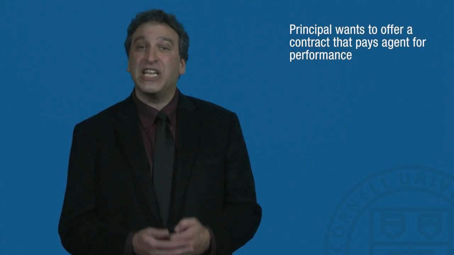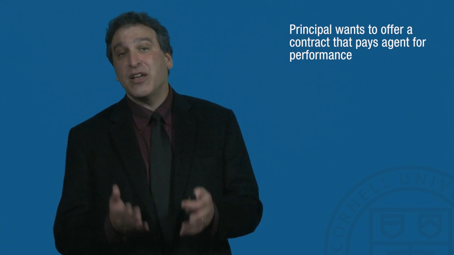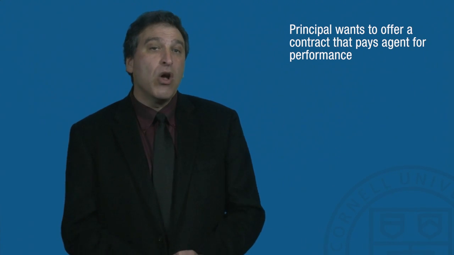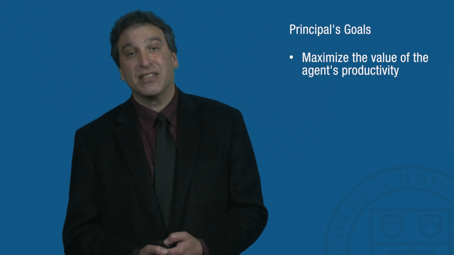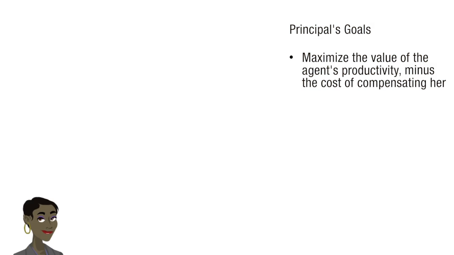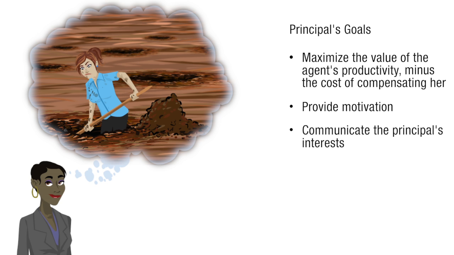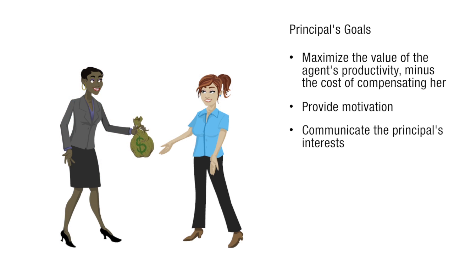What the principal is trying to do is offer a contract to the agent, to a prospective worker, that if they take it, then they will get paid according to a fairly simple pay for performance scheme. What is it that the principal is trying to do? What the principal wants to do is maximize the value of the agent's productivity, net of the compensation cost, right? So we want to be encouraging the worker, motivating them, and communicating to them exactly what we want them to do, and we want them to do a lot of it. But we don't want to have to pay them too much.